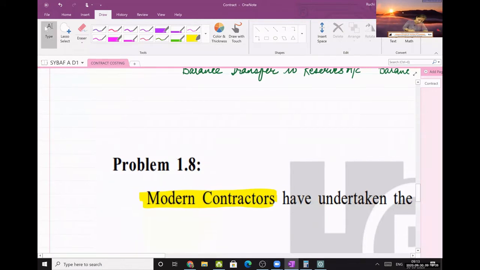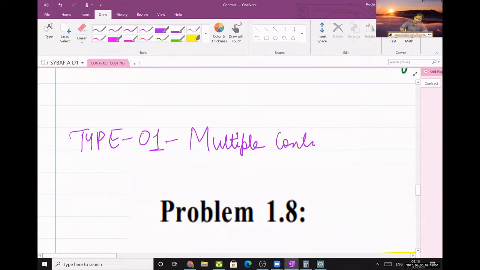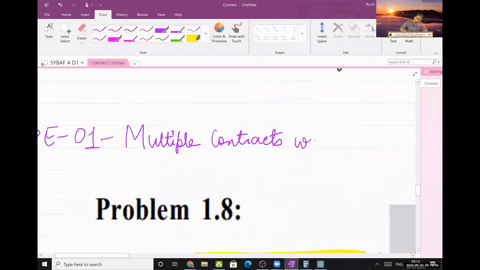This is type 1 sum. You remember, I make you study the types. This is type 1 sum. Two contracts. So then, okay. Jisko hum bolte hain multiple contracts. The sum ka naam is multiple contracts. With 1 year.